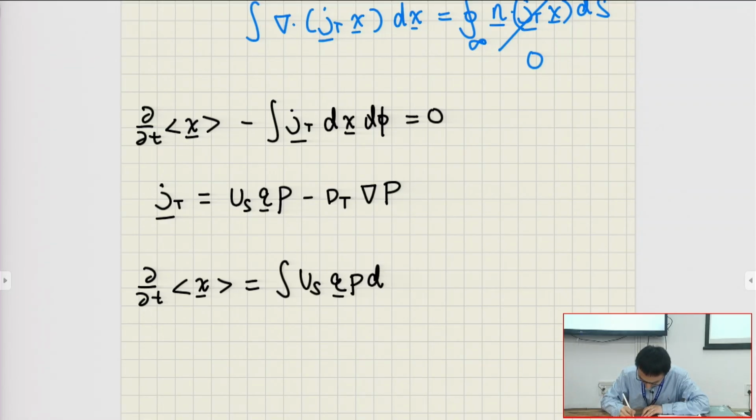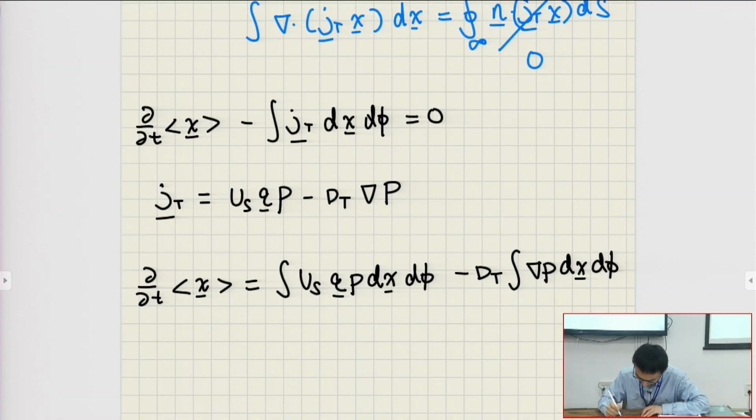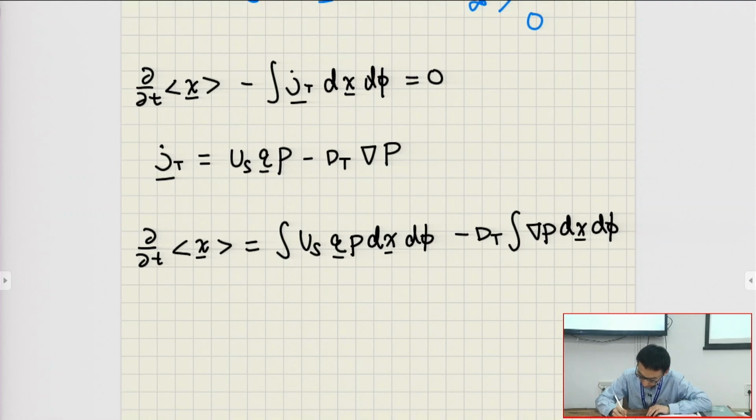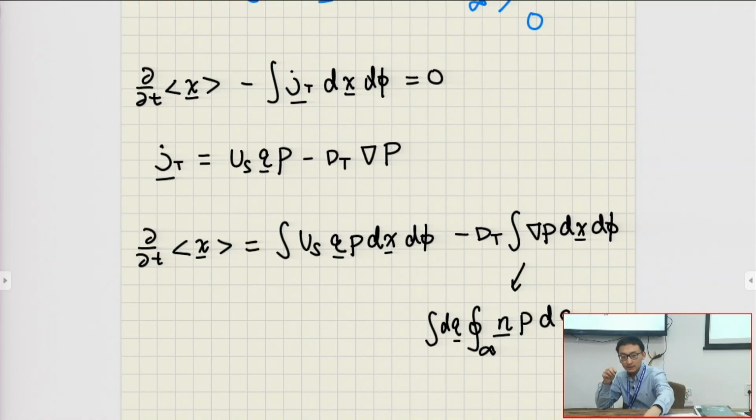P dx dphi. And then there's another integral, which is minus D_T times the integral of the gradient in space and in the angles. Again, we can apply the same theorem. We have the gradient in space, so this integral becomes an integral at infinity of the normal vector times P dS, the surface at infinity, and then there's an angular integral. So what is the probability itself at infinity?